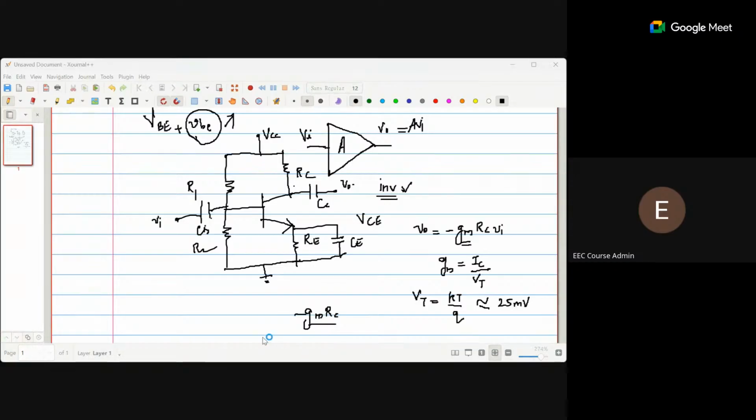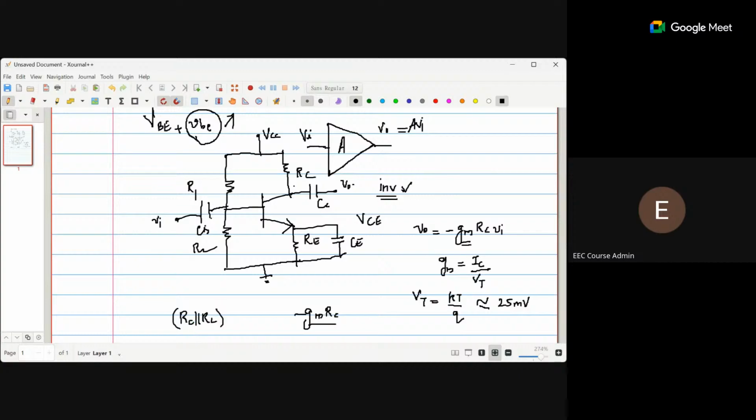Ma'am, if there is any additional resistance after the capacitor, that will be part of the RC, means the output load resistance. If you have a load resistance, I think you have one such question in the assignment, yes. So that will be minus gm RC parallel RL. RC and RL in parallel, so the load resistance will be combined. But how does it become RC parallel RL?